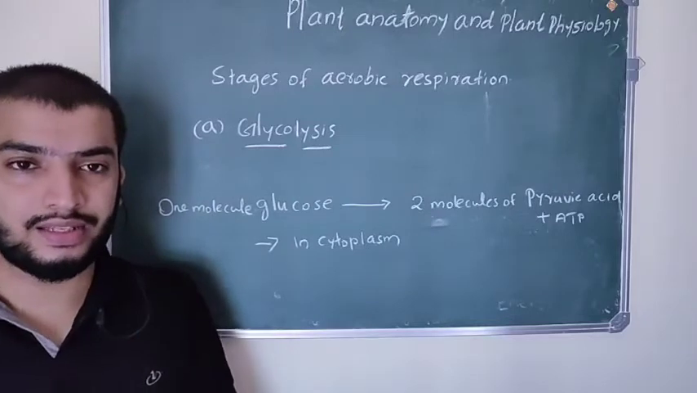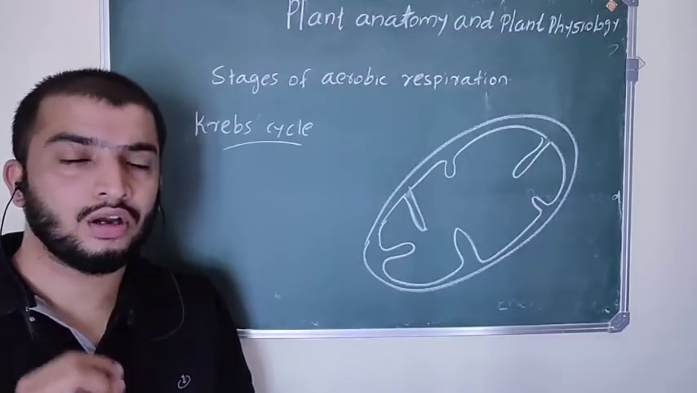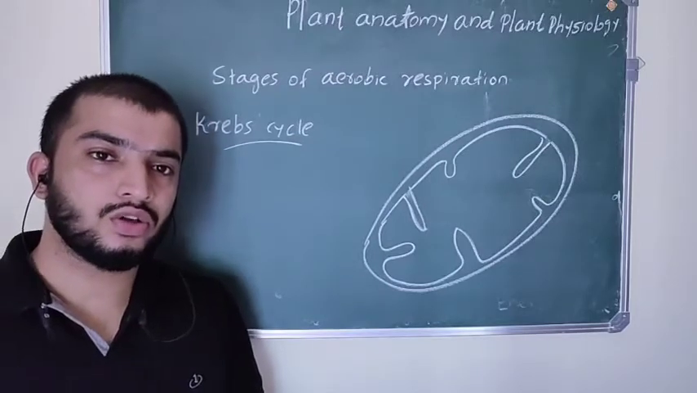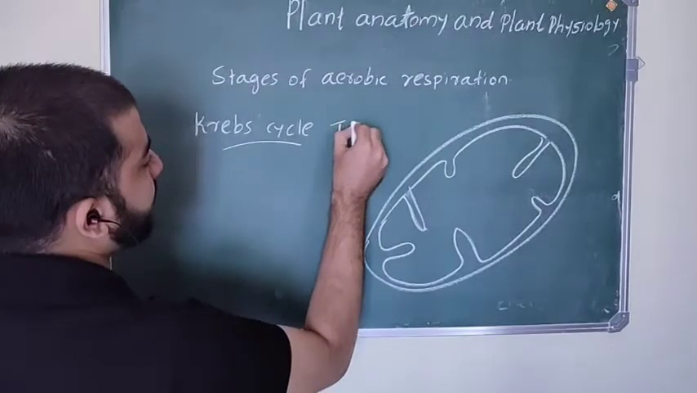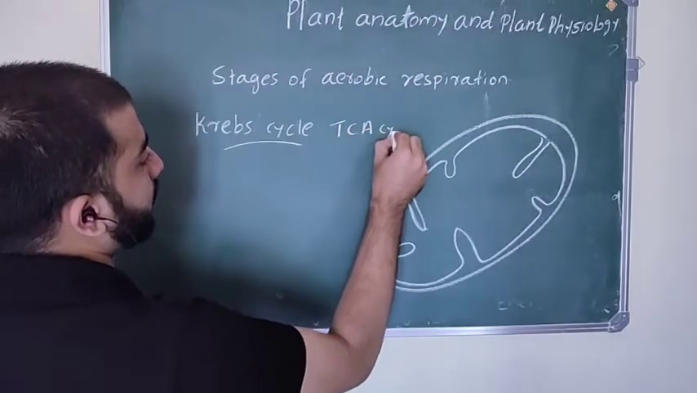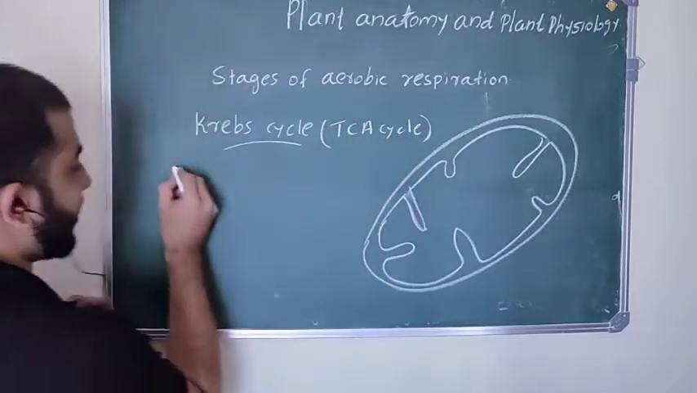So, glycolysis. The next stage of aerobic respiration is called the Krebs cycle. It is also called the tricarboxylic acid cycle or TCA cycle.